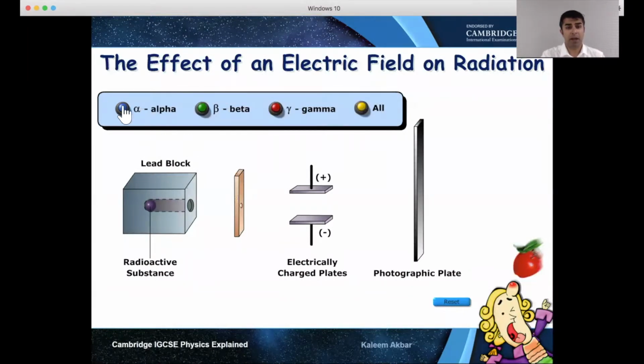So here we are again, alpha going towards negative, beta going towards the positive, gamma not deviating in the slightest, and here are all three. Now, although it doesn't look like it, beta will deflect a lot more than alpha. In other words, it will bend up more than alpha bends down. Why? Well, alpha is a nucleus. Compared to an electron, it's much bigger. Therefore, the beta particle is much smaller. So the smaller particle will deflect much more than the bigger particle.